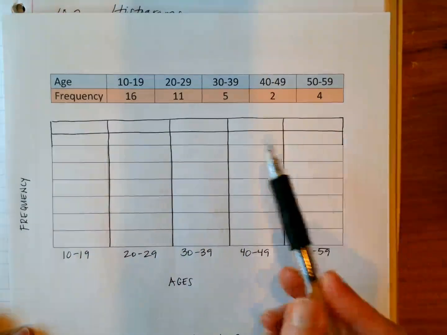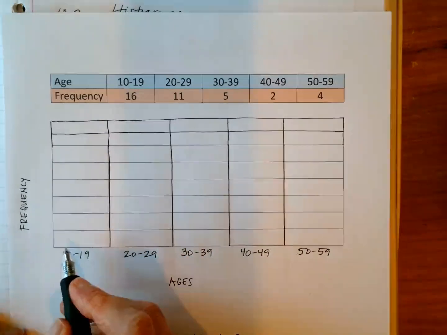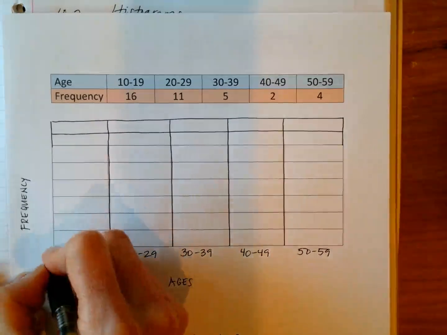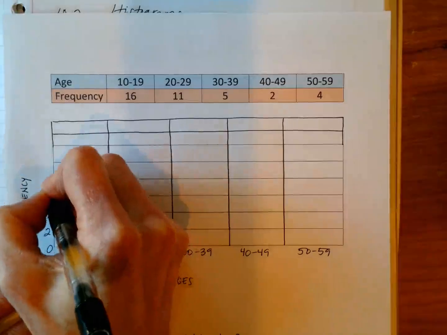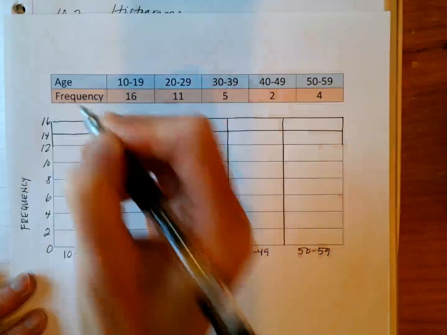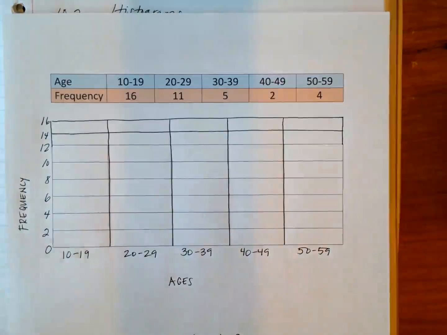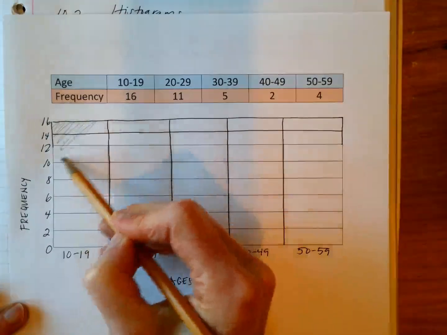If I look at the highest data, I've got 16, and so once again, I'm going to try to go up by 2's. Start here with 0, 2, 4, 6, 8, 10, 12, 14, and 16. And you'll just fill it in just like we did on the last one. So this one goes all the way to 16.